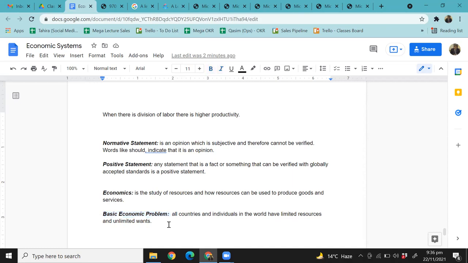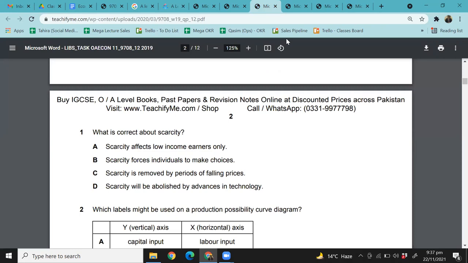And it is also known as scarcity. Scarcity means what? Scarcity means limited, something that is in limited supply. So the basic economic problem would also be defined in economics as scarcity. Okay, now since this question was about scarcity, I have explained limited resources and unlimited wants. So let's read the question now and see if you understand it.